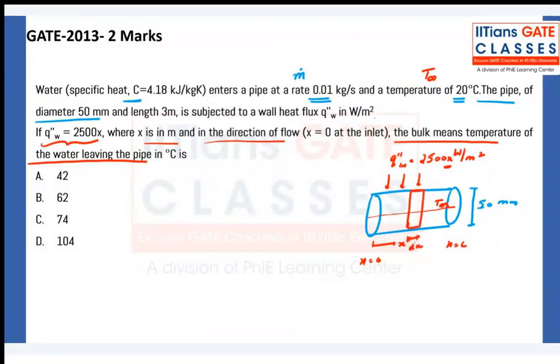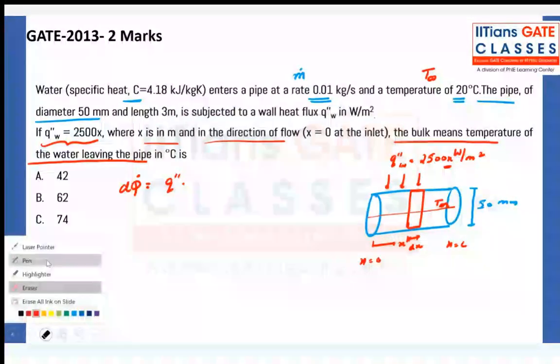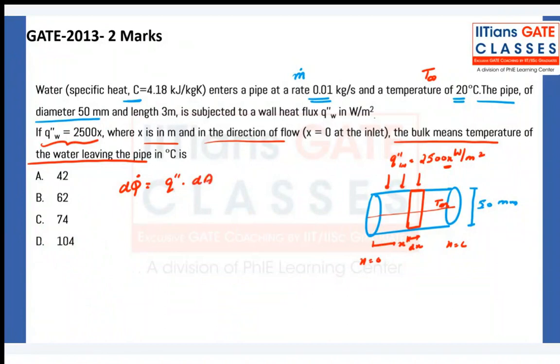So the small amount of heat that you are going to give will be equal to q dot into area, into that small area dA, right? Now what will be the total area if I need to integrate this area from 0 to L? That will be the whole area.